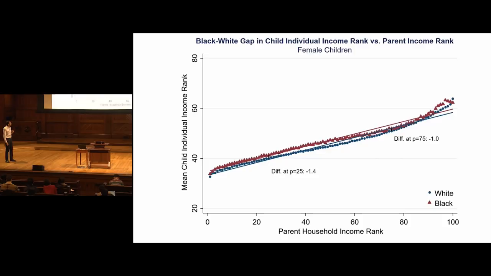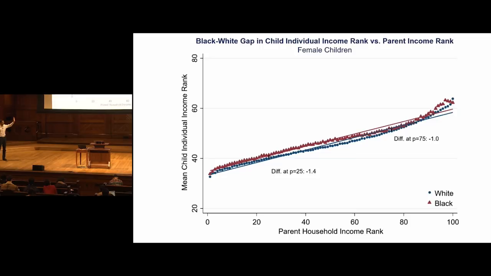Here's the same chart for women. So here you see that gap completely vanishes. Black women and white women, conditional on parental income, have basically the same incomes. In fact, it's actually slightly reversed. Black women have slightly higher incomes, conditional on parent income, than white women do, okay?